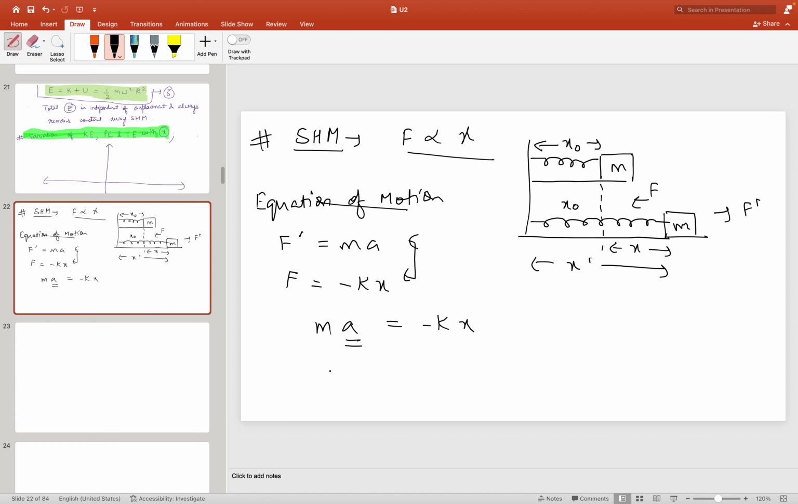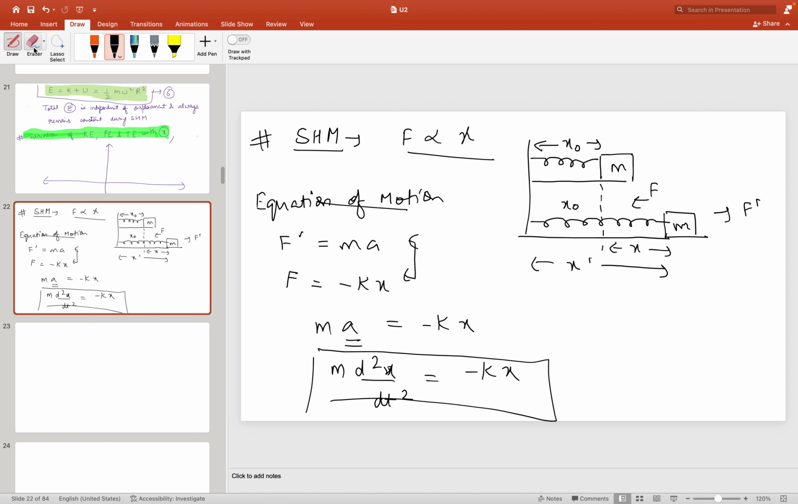So we can simply write it as m times d2x upon dt square is equal to minus kx. So we have reached the equation of motion in this particular format.